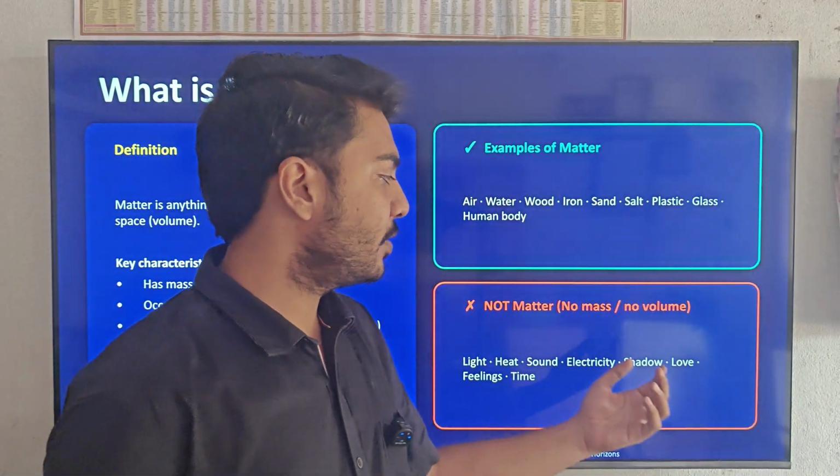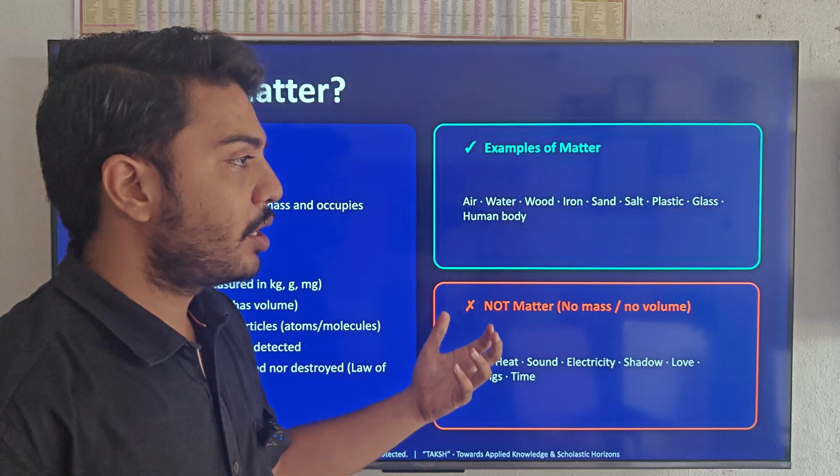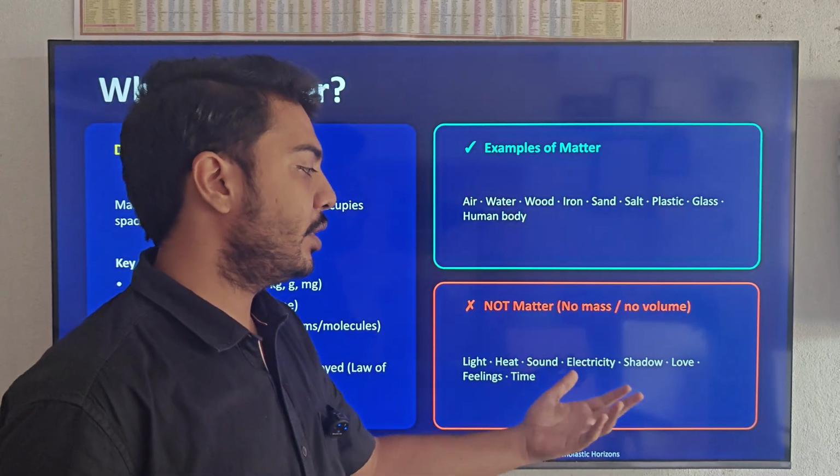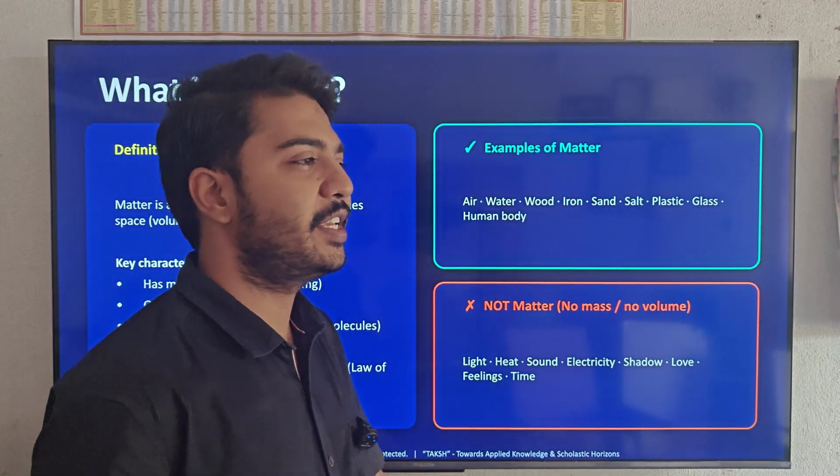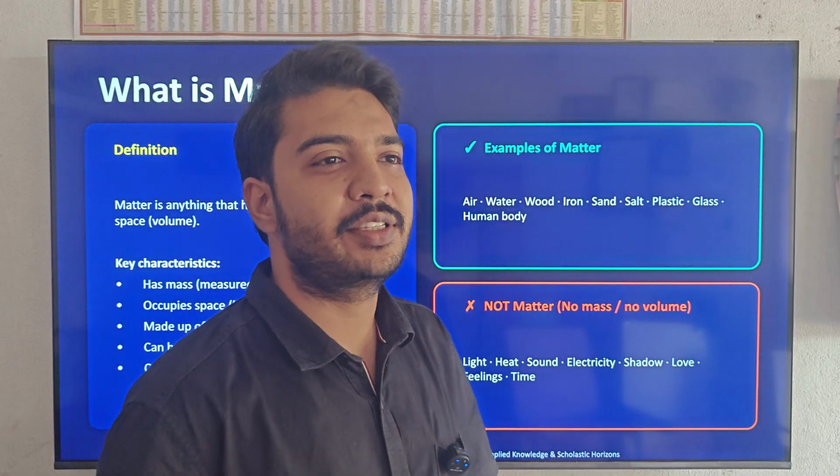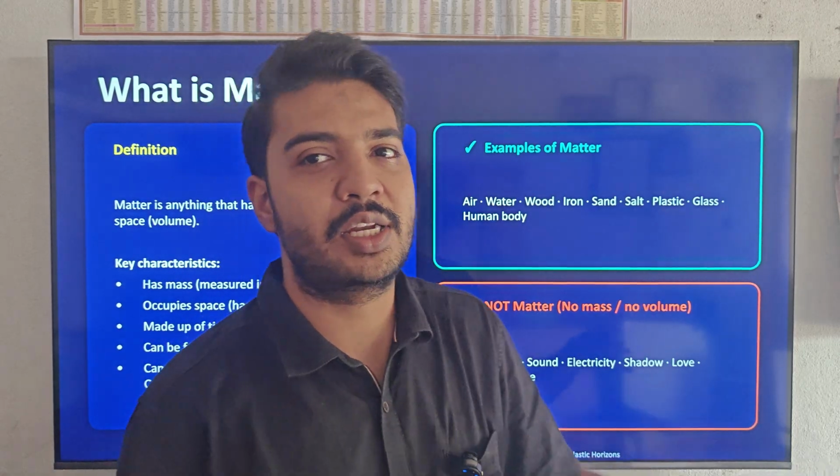What is not matter: light, heat, sound, electricity, shadow, love, feelings, time. Whatever things are mentioned here are not considered as matter.